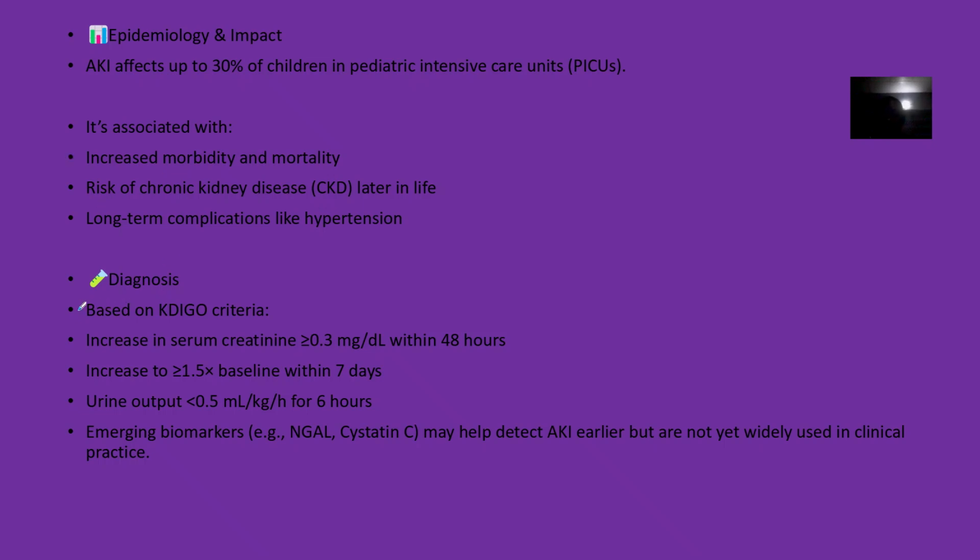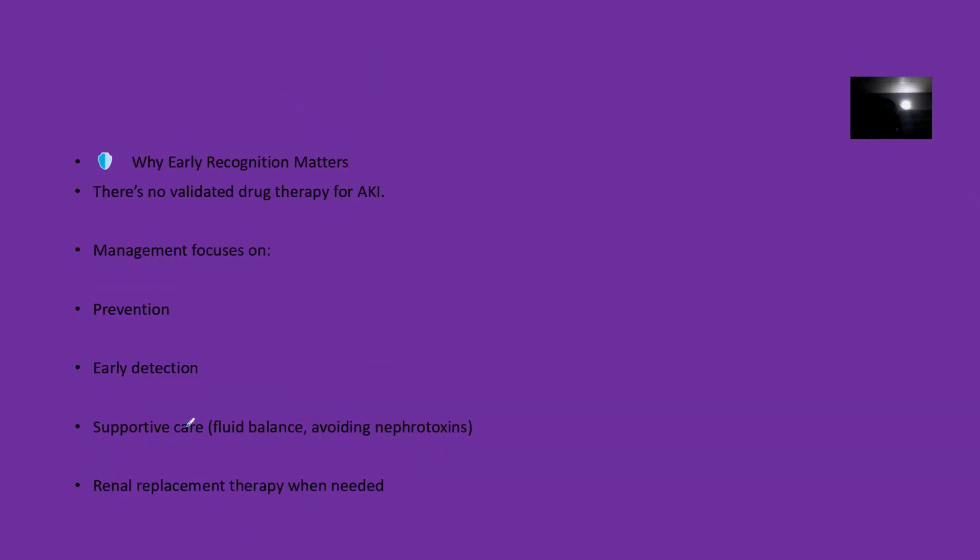So diagnosis is based on the KDIGO criteria. You are looking at the creatinine: if it is going above 0.3 milligrams per dl, or if it is increasing to more than or equal to 1.5 times baseline within 7 days, or if urine output is less, and all of that.